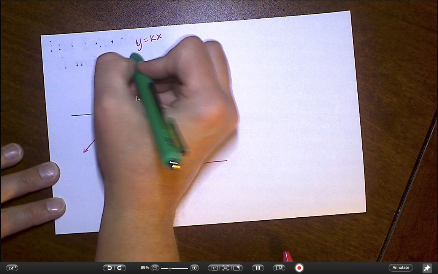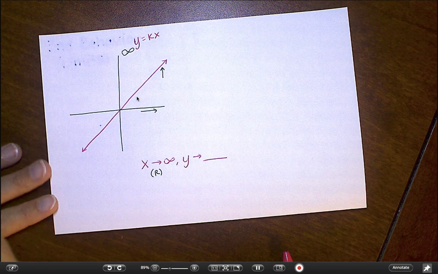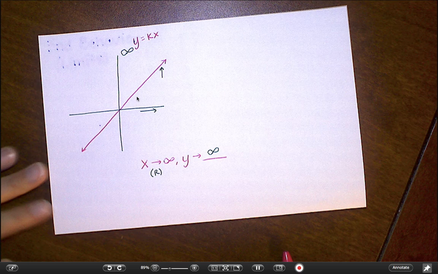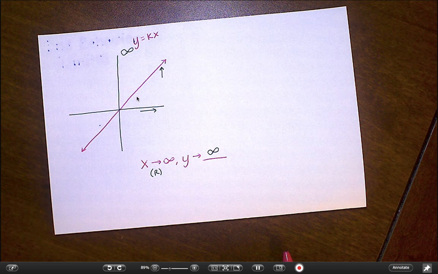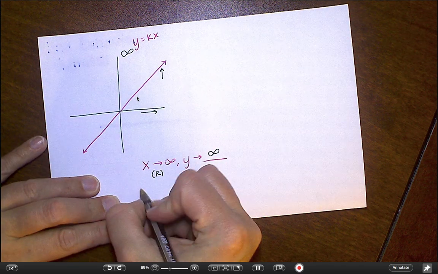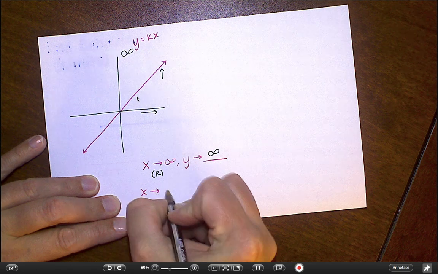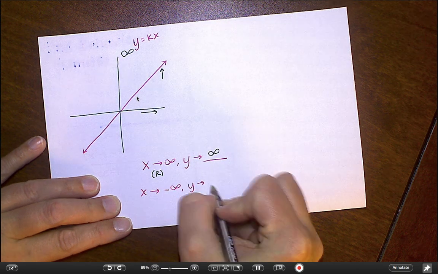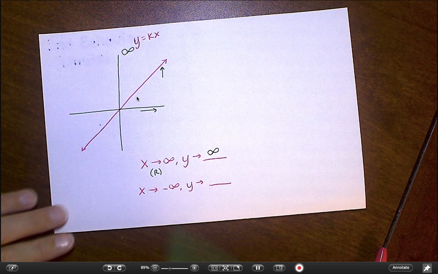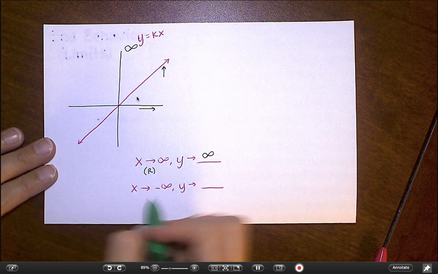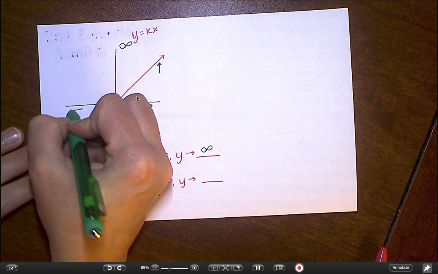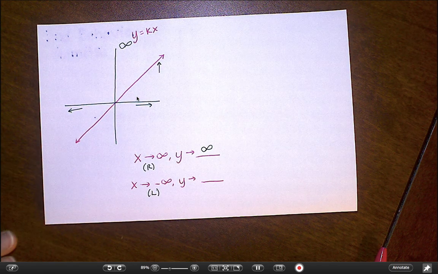And remember, on the y-axis, we say going up forever is infinity. So I would say, oh, y is going to infinity. Now, what if I asked you when x goes towards negative infinity, what's happening to y? Okay, well, as x goes to negative infinity, that means I'm going to the left. So that's going this way. Where are my y values going?